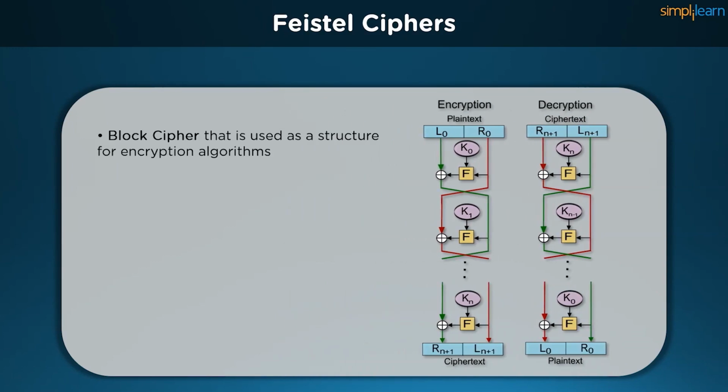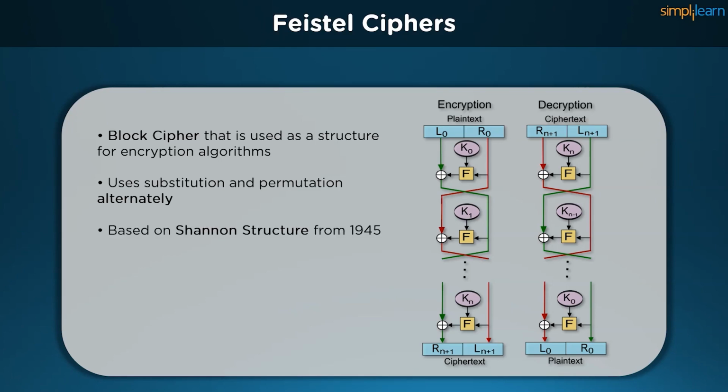A Feistel block cipher is a structure used to derive many symmetric block ciphers such as DES, which we have discussed in our previous video. Feistel proposed a structure that implements substitution and permutation alternately, so that we can obtain ciphertext from the plaintext and vice versa. This helps in reducing the redundancy of the program and increases the complexity to combat brute force attacks. The Feistel cipher is actually based on the Shannon structure that was proposed in 1945.